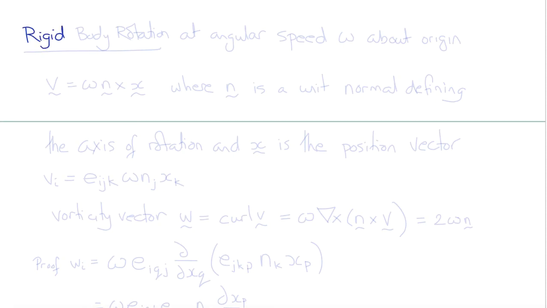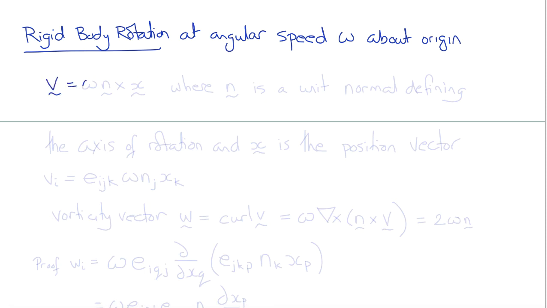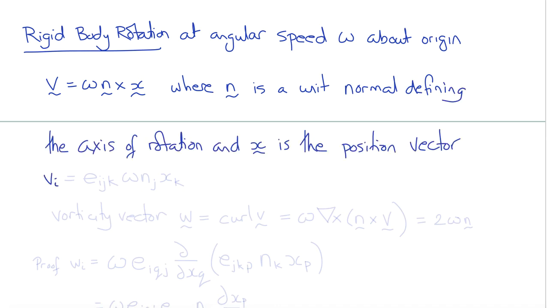This next example is a rigid body rotation, but it's a rigid body rotation at a constant angular speed, ω, about the origin. So if ω is the angular speed, then the velocity vector, v, would be ω times the vector that's the cross product of the unit normal defining the axis of rotation and the position vector x. Now, expressing this in index notation would be v_i equals e_ijk, the permutation symbol, times ω n_j x_k.